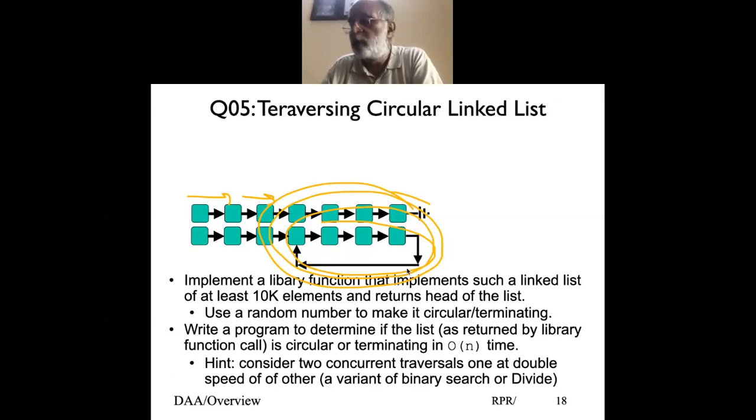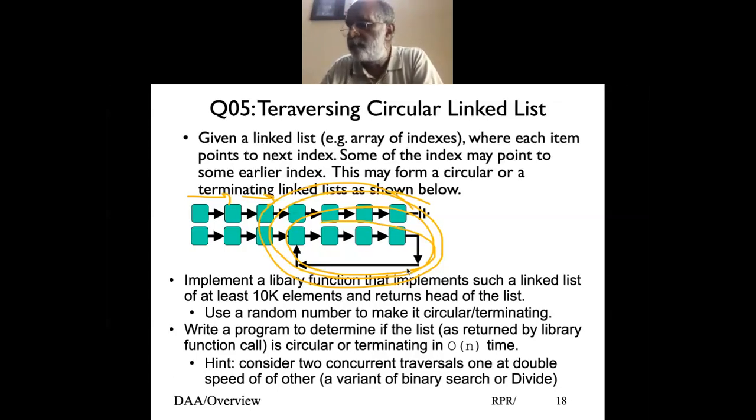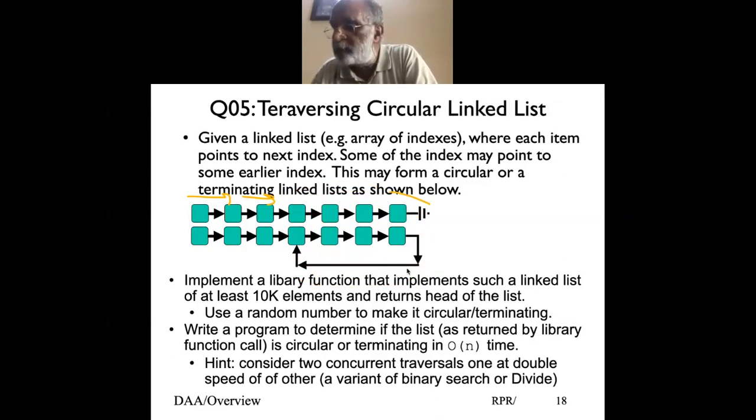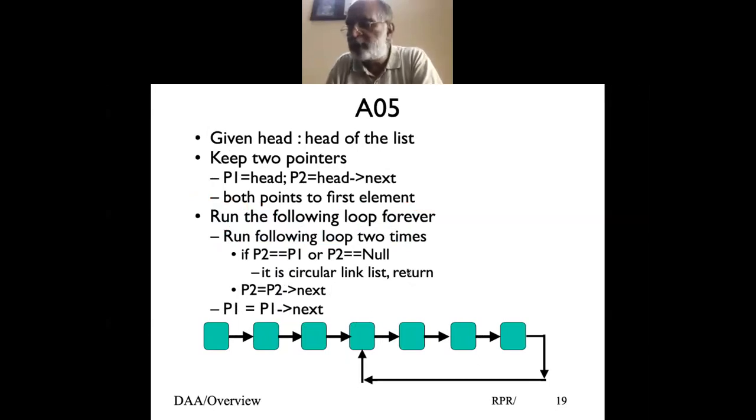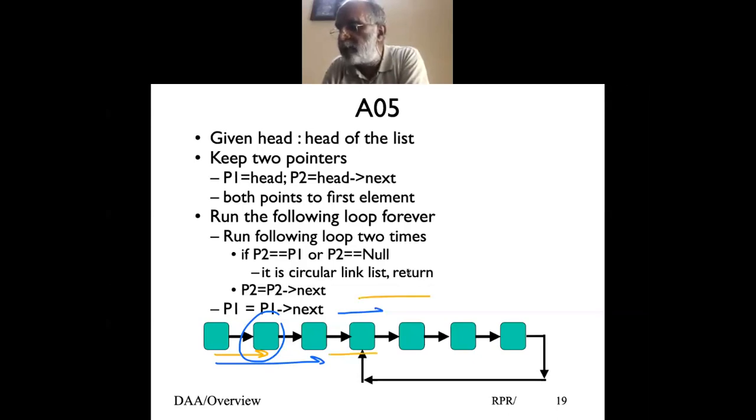So how do I figure out whether it is terminating or circulating? The way you work is to keep two pointers. The first pointer you move one step at a time, and the second pointer you move two steps at a time, and every time you move two steps you check: while moving two steps, are we crossing the first pointer? If so, then we know that it is circulating. If not circulating, it will anyway terminate. So every time you proceed, you move one pointer and then the second pointer two steps at a time.